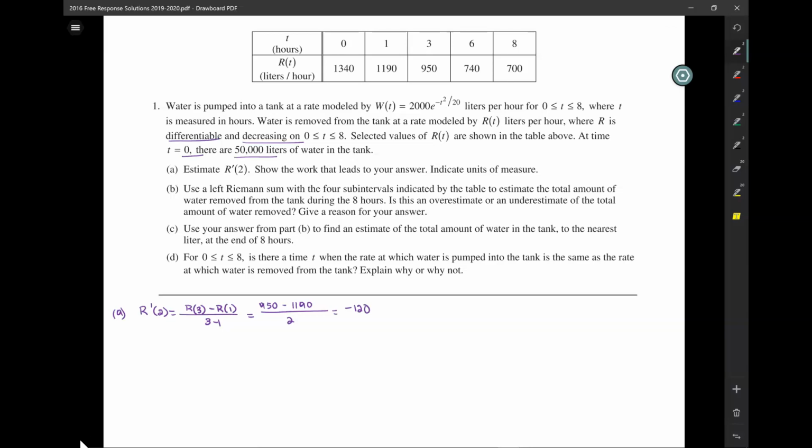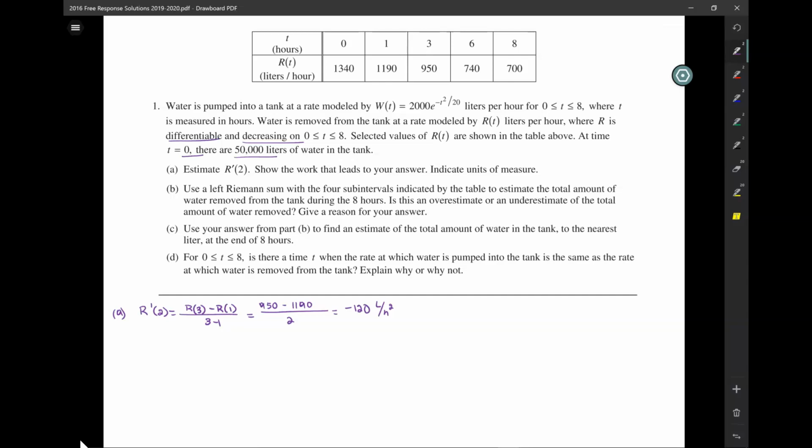This is R prime. So tell me what units this has. Per hour. Liters per hour per hour. So R has units of liters per hour. And this has liters per hour. So you can also do liters per hour squared.